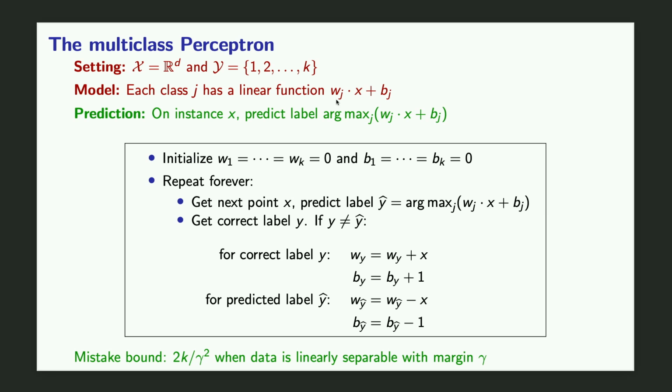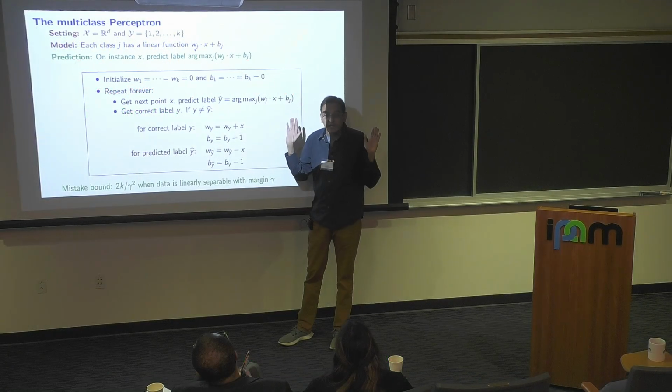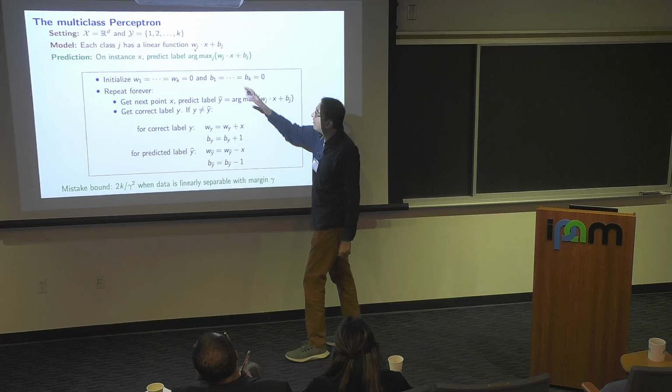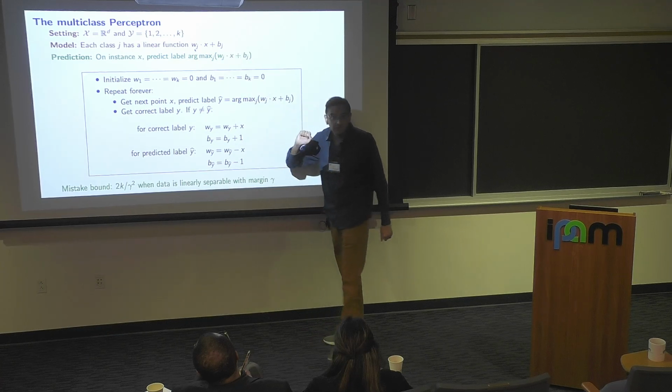And then you start going through data. And at each moment in time, you get some data point, okay? Some point and its label. So you get a point, you make a prediction. You see which of your linear functions is biggest. And if your prediction is correct, then you don't do anything, okay? Because everything's fine. If the prediction is wrong, then you have to update your model.